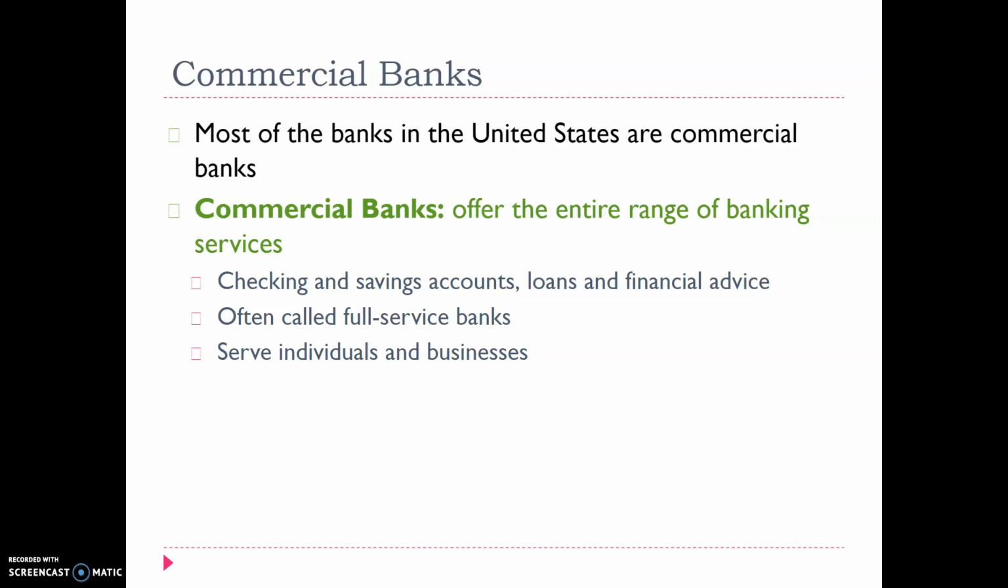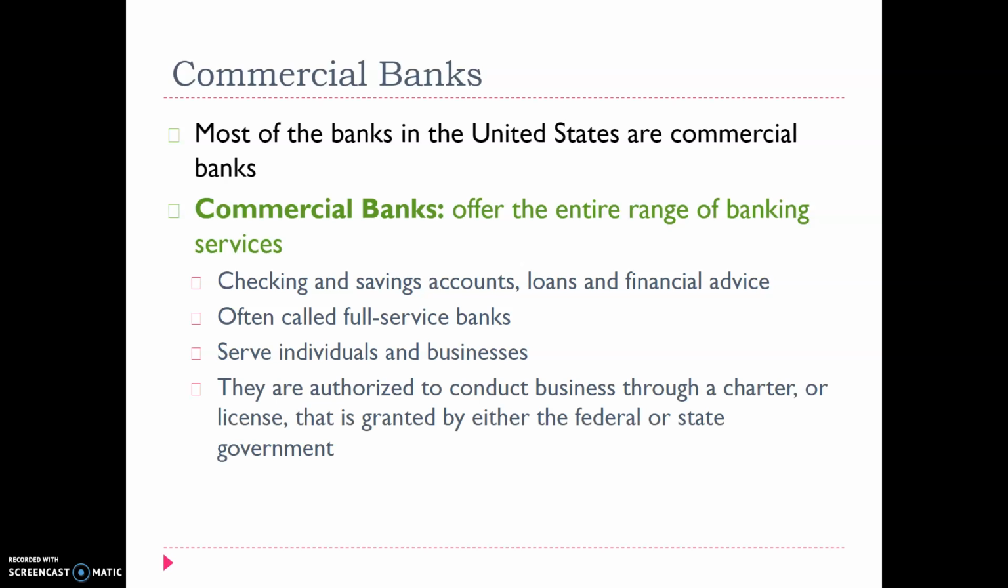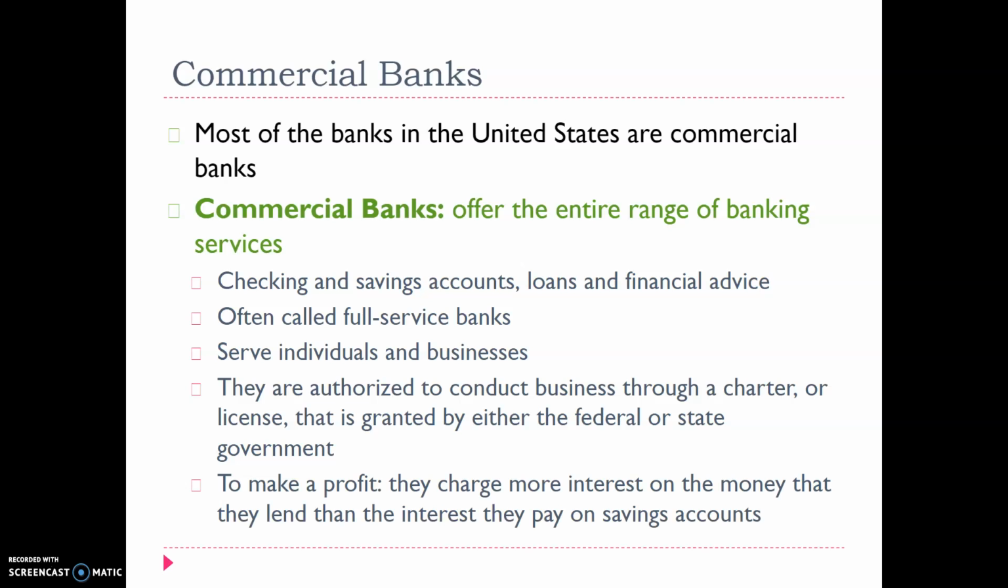So remember that as a service business, you have to bank with a bank. Just like you would have your own personal checking account, your business is also going to have a checking and savings account. And so you have to apply for a charter or a license, and it's granted by the federal or state government. Some examples of commercial banks are Wells Fargo, Gate City Bank, Bell Bank, US Bank. Those are all commercial banks. And remember, they are for profit businesses, meaning that they charge more interest on the money that they lend than the interest that they pay on their savings account, and that's how they make money.